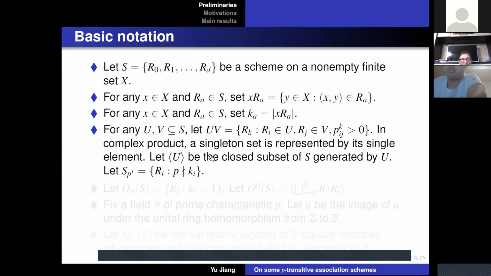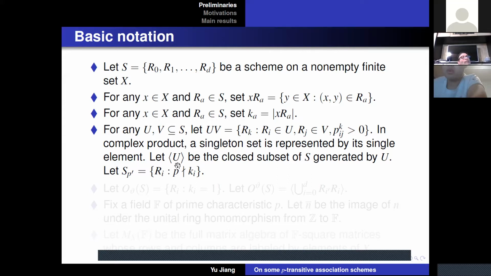For any subsets U, V of S, we can define the complex product UV as the collection of all Rk such that Ri is in U, Rj is in V, and the intersection number p_{ij}^k is greater than 0. In the complex product, a singleton set is often represented by its single element. So, for example, if U is a singleton set with an element Rl, then UV can be written as RlV.